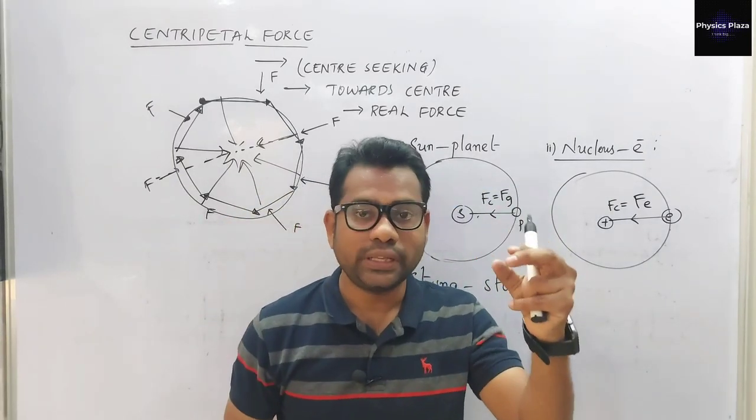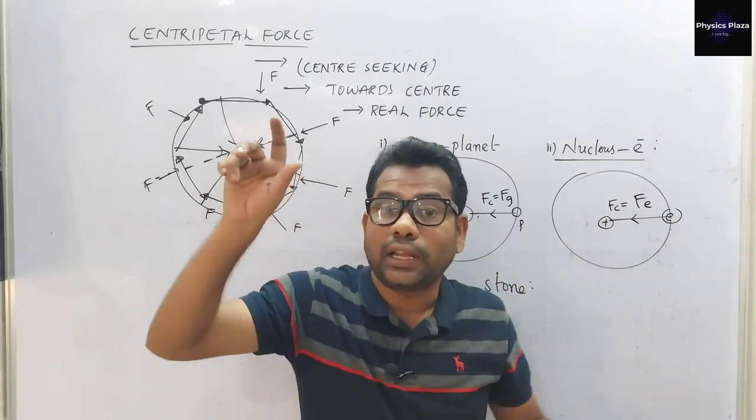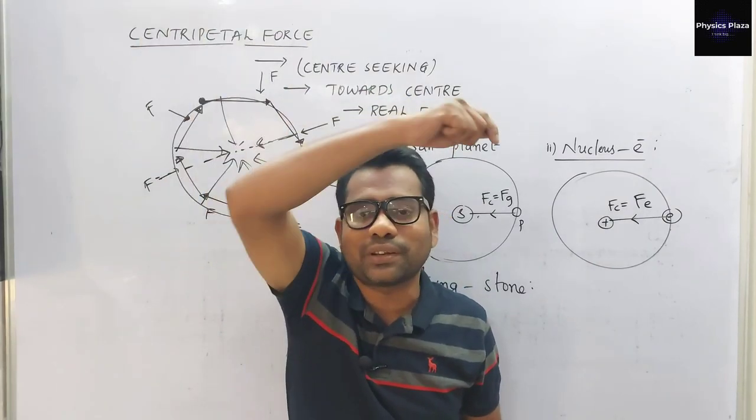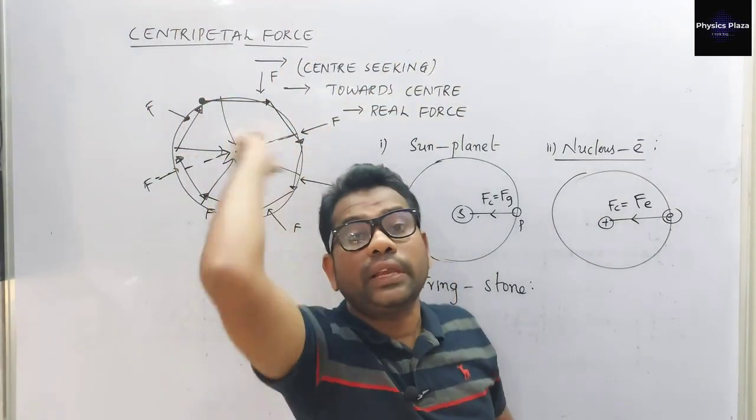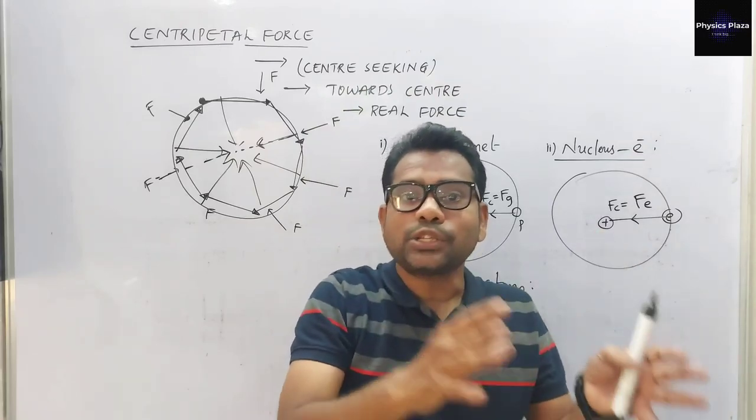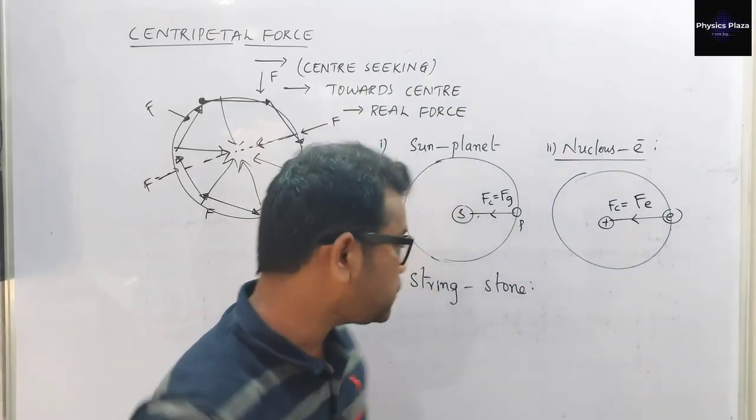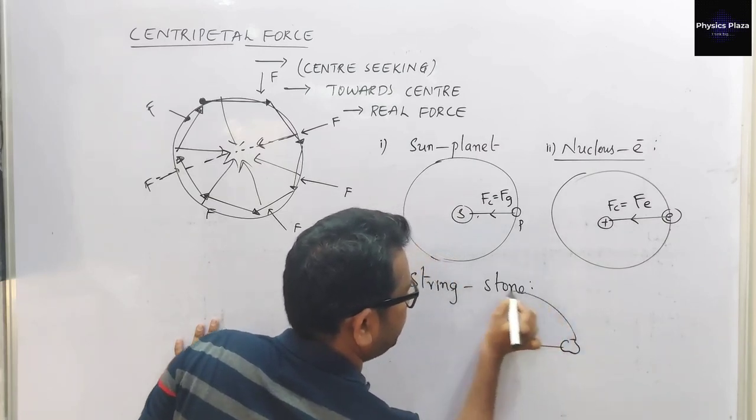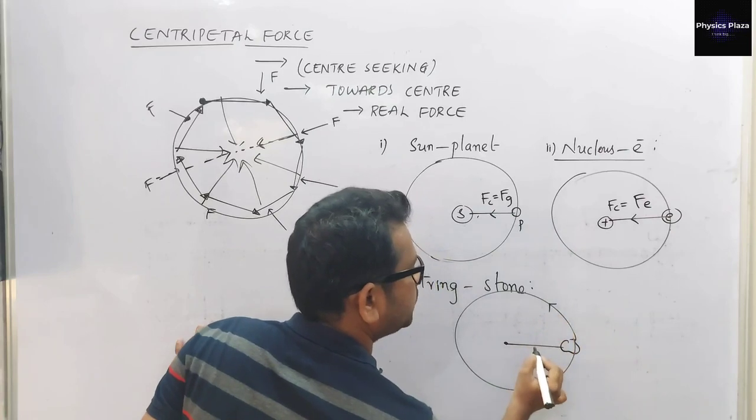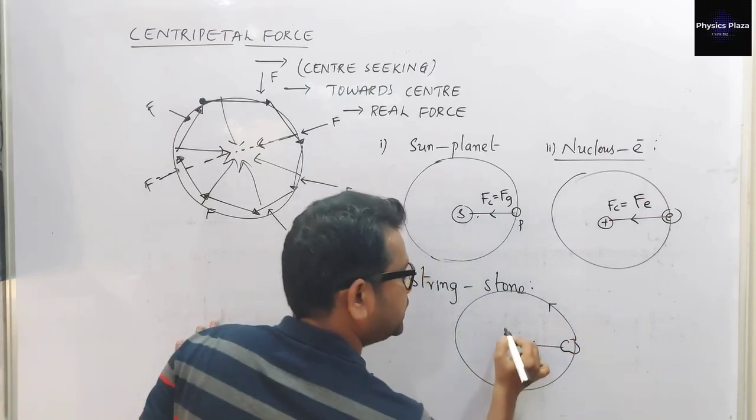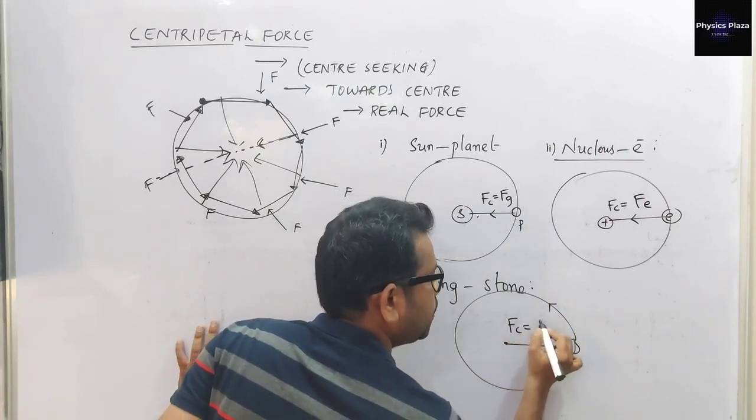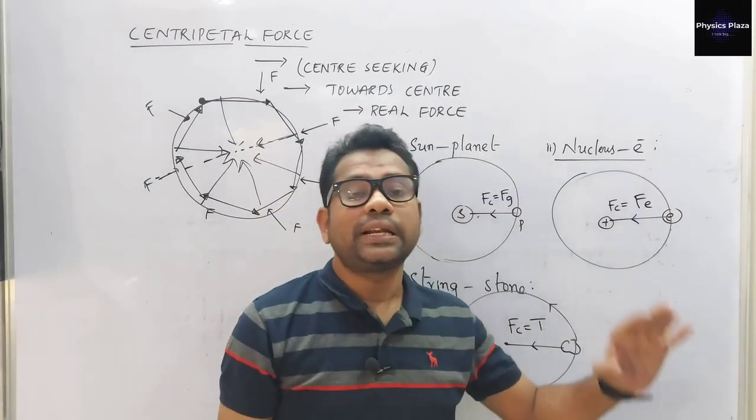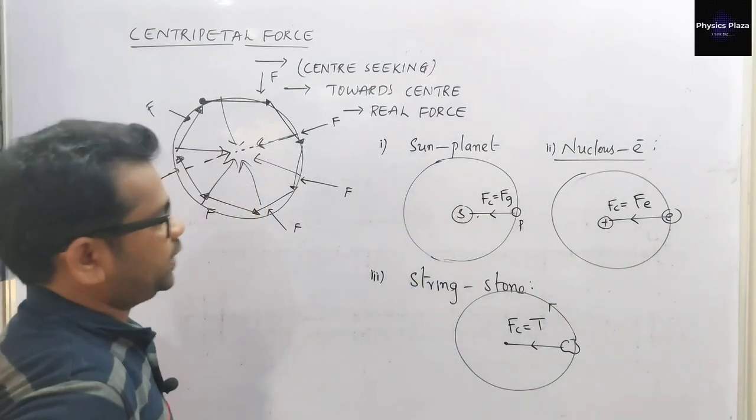Means what? When a stone is tied at one end of a string, another end just we have to hold, and we go on whirling it like this, so that it will be in a horizontal motion. Here the stone is going in a circular path, which means there will be a centripetal force. So let us say here is some stone, going in a circular path. It means there must be some centripetal force, some central force. That is what here? Force of tension. Force of tension will provide centripetal force. Is that clear, children? Fine.